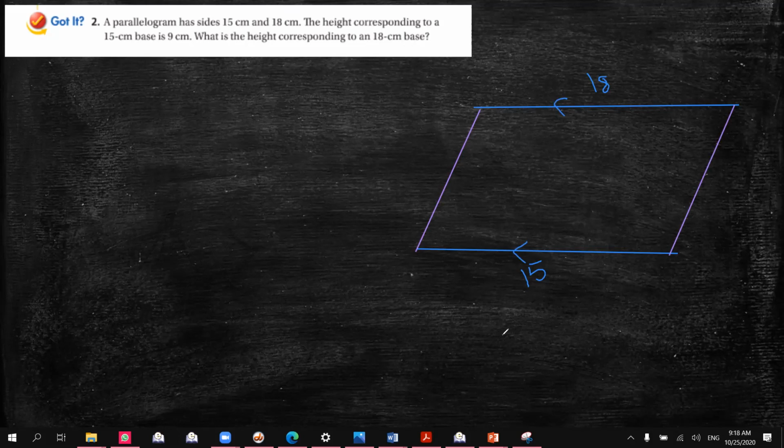Okay. So now he told me that it has two sides, 15 and 18. The height corresponding to the 15 centimeter side is 9.